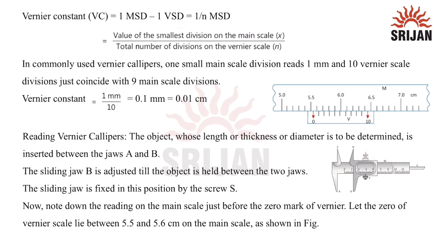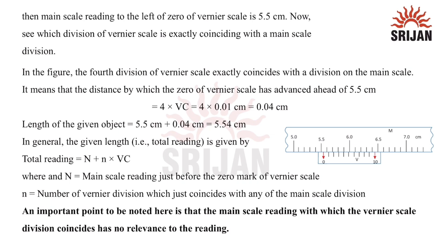Now note down the reading on the main scale just before the zero mark of the vernier. Let the zero of the vernier scale lie between 5.5 and 5.6 centimeter on the main scale as shown in this particular figure. This is 5.5, this is 5.6, and the 0 is between 5.5 and 5.6. The main scale reading to the left of the 0 of the vernier scale is 5.5, that is this part.